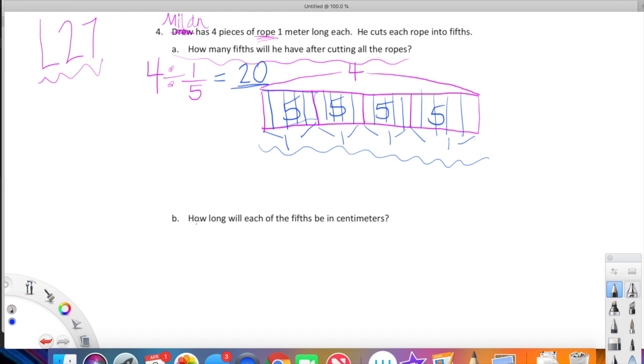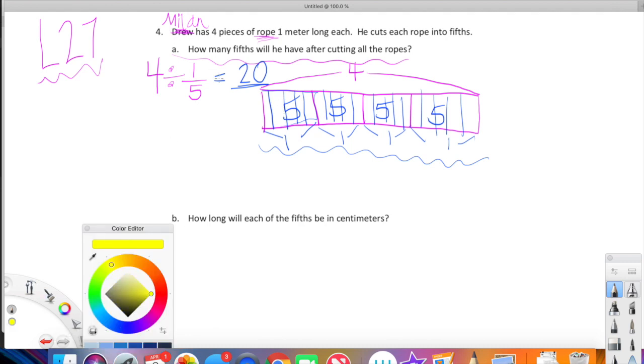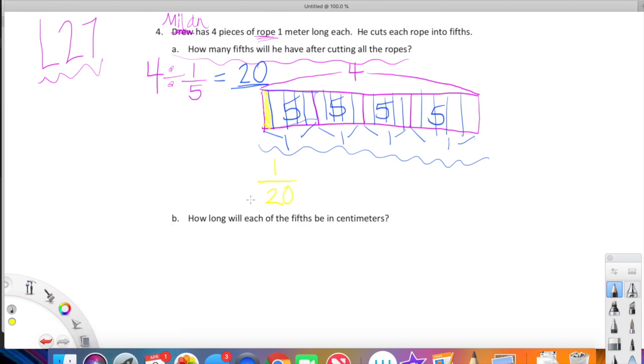Let's look at this one. How long will each of the fifths be in centimeters? We're looking at each of the fifths that live inside one-fourth. Yes. Let's grab another color. Let's look at this right here. That yellow slice represents one out of what? Well, this whole rectangle is cut into 20 slices. So that yellow slice represents 1/20.